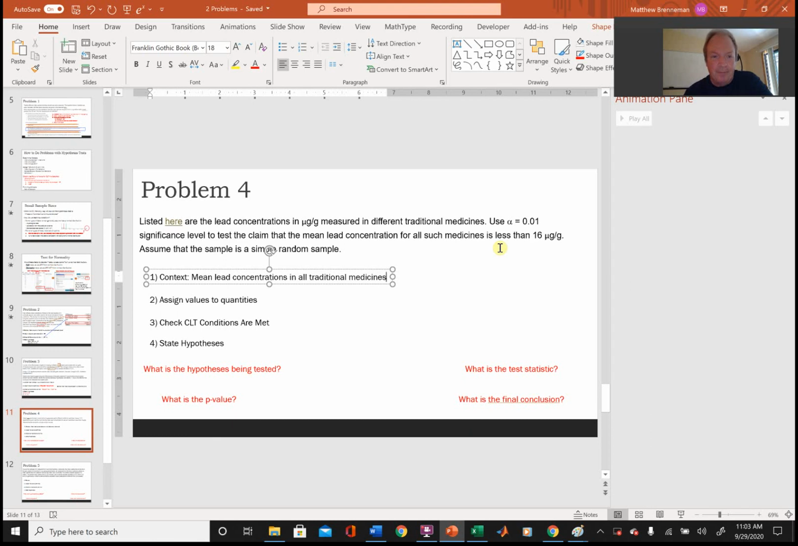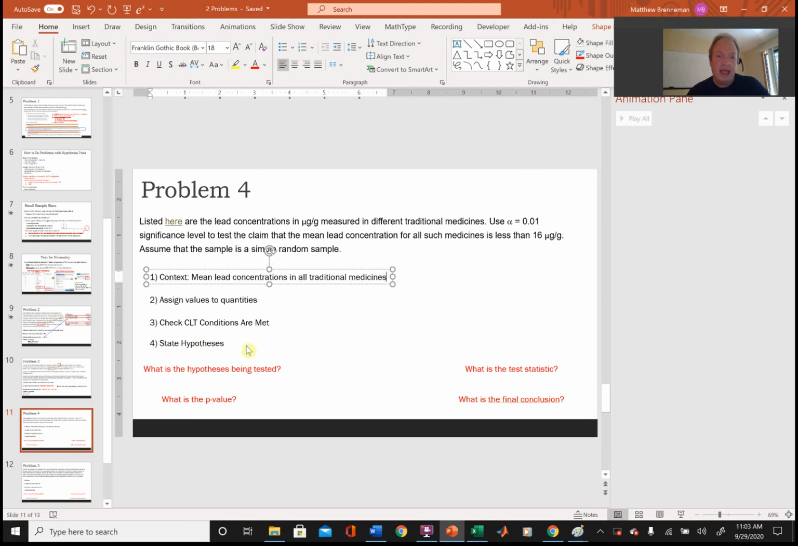Okay, so this is a significance level, and this is probably going to be mu sub 0, right? The mean under the null hypothesis that I'm testing. All right, assign values to quantities. We've done that. Check the central limit theorem conditions. We're assuming it's from a simple random sample, so they did a good job here doing that.